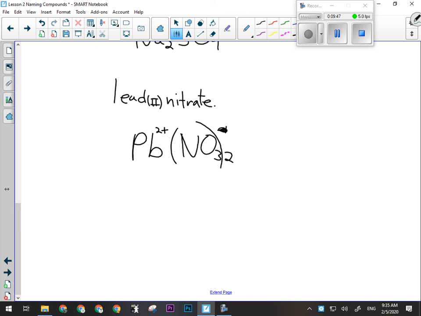So very, very common mistake, guys, that I see. People interpret this Roman numeral to mean there's supposed to be a 2 here, and there isn't. That Roman numeral tells you what charge to use in your drop and swap. All right, questions on those?